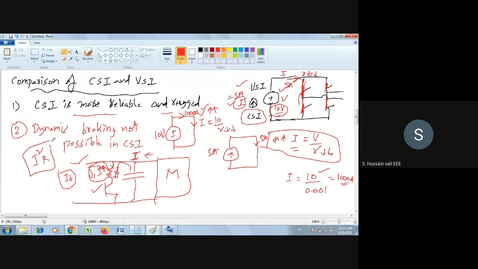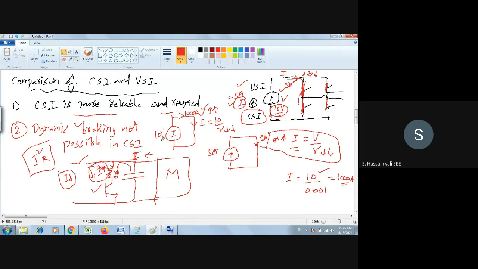So the entire current source energy goes through this resistor. So it's a waste of power. So practically we will not use this dynamic braking, and it is not possible in case of the current source inverter. That is the second point.